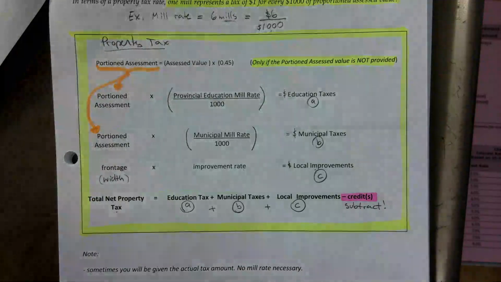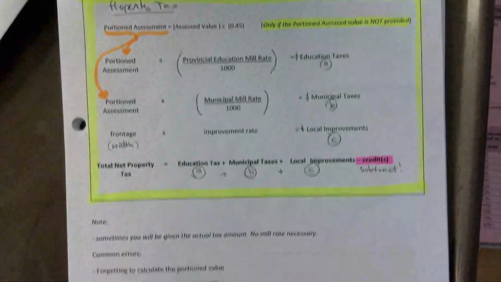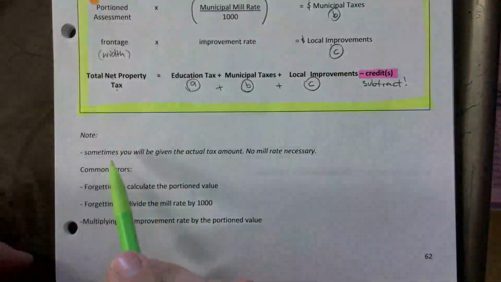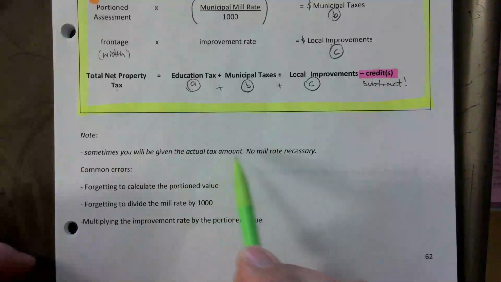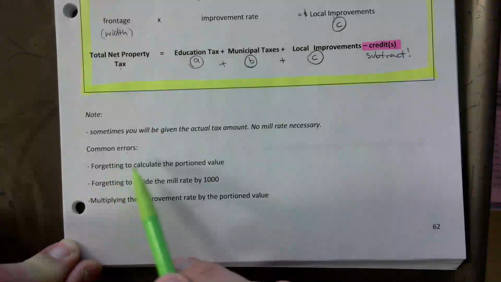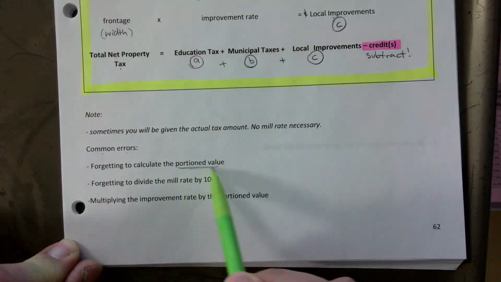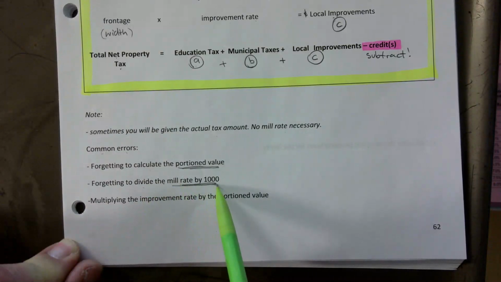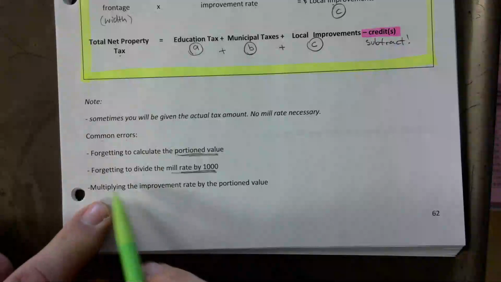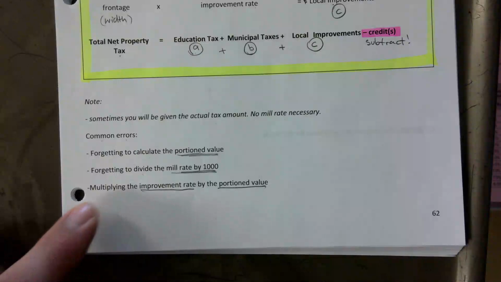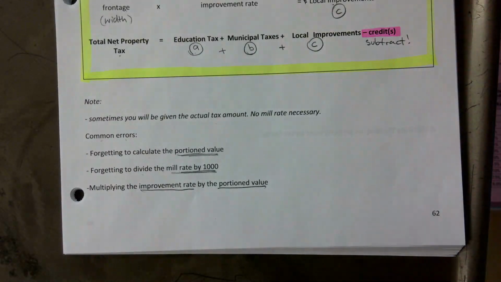Is there anything else? I have some errors here, down here, common errors right here. I write them down. Sometimes you'll be given the actual tax amount, no mill rate necessary. Common errors are forgetting to calculate the portioned value, forgetting to divide the mill rate by 1,000, multiplying the improvement rate by the portioned value. So those are common errors here.